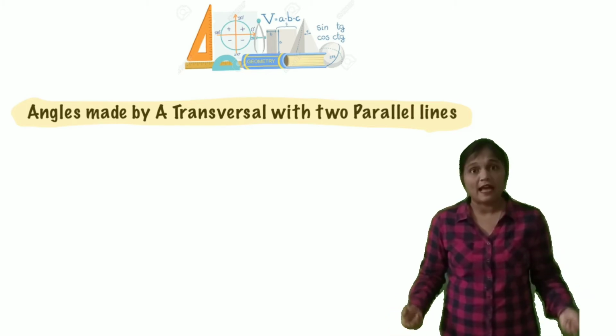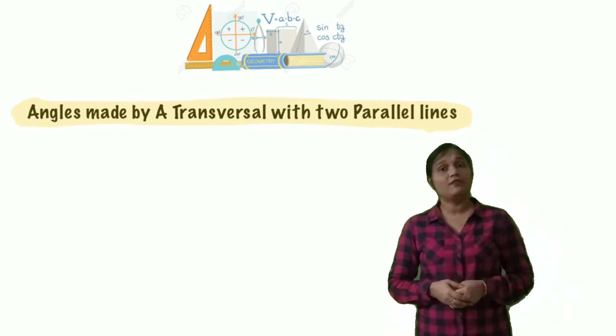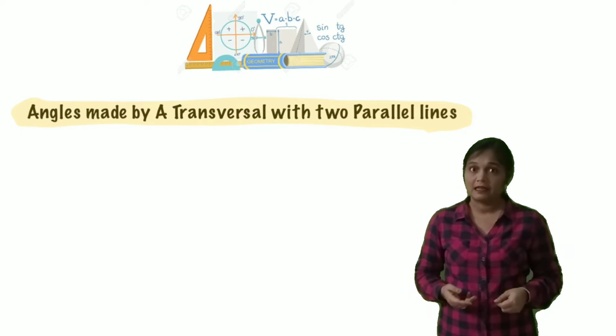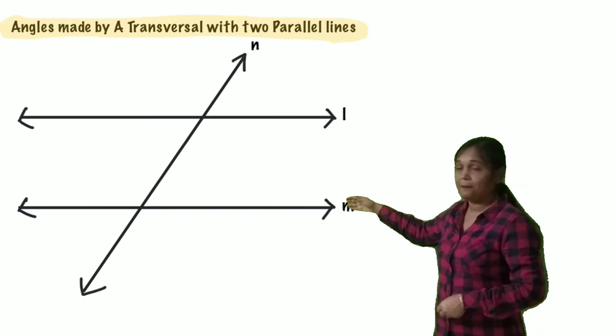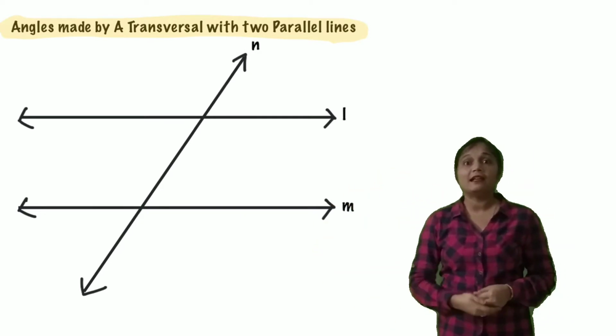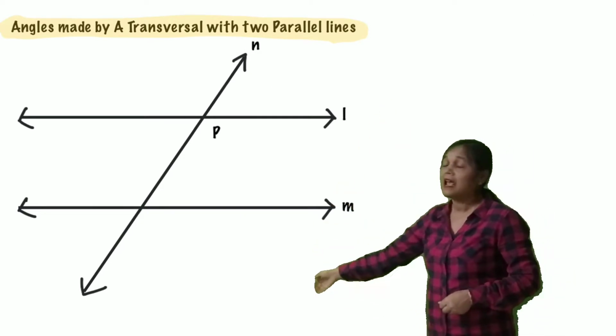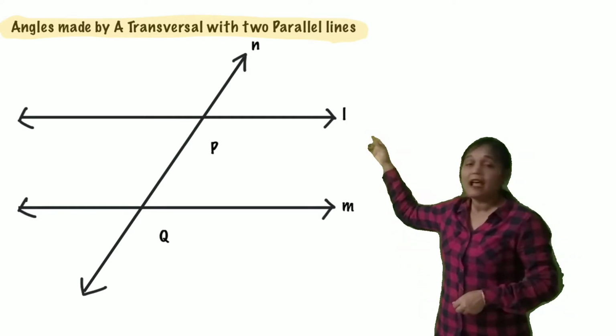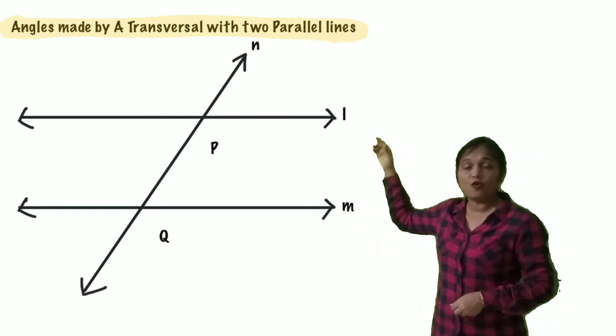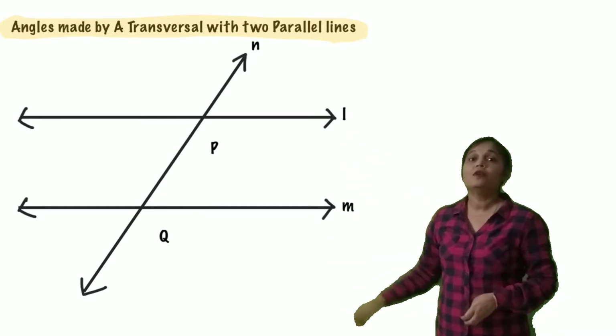Let's learn about the angles made by a transversal with two given parallel lines. Here consider line L and line M as two parallel lines and line N as the transversal which intersects line L and line M at two points P and Q respectively.